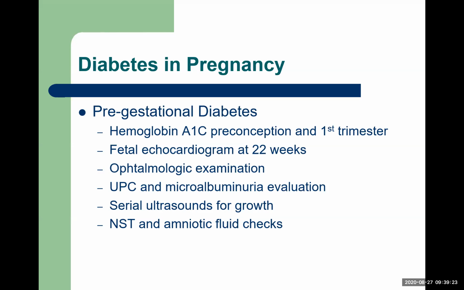In terms of other organs that may be affected by diabetes, our patients get an ophthalmologic examination, as well as blood work to test for any other organs that may be affected by their diabetes, including their kidneys. So these patients also get UPC and microalbuminuria. A lot of these patients may have baseline microalbuminuria, which as you improve their glucose control, their microalbuminuria actually may resolve during the pregnancy.